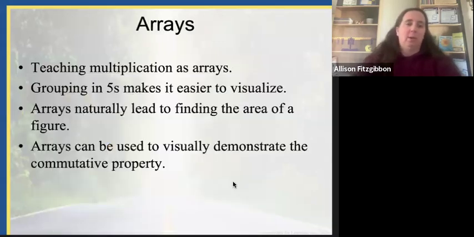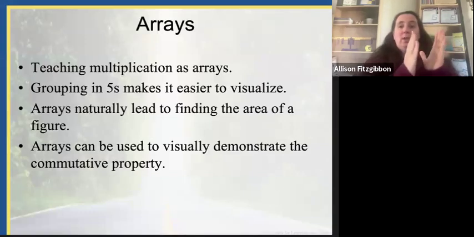All right, so teaching multiplication as arrays. Groupings in 5 make it easier to visualize. Arrays naturally lead to finding the area of a figure, and then they can also be used to visually demonstrate the commutative property. So if you are familiar with RightStart, you know that we use an abacus, and we have that in groupings. You can see it on all of our pictures here, right?